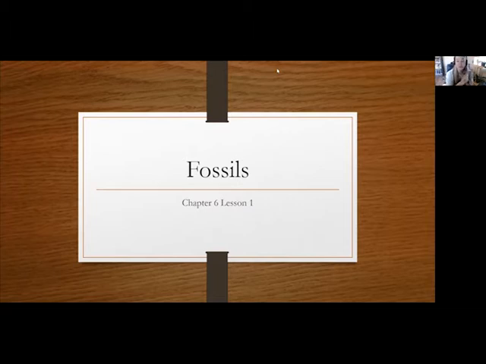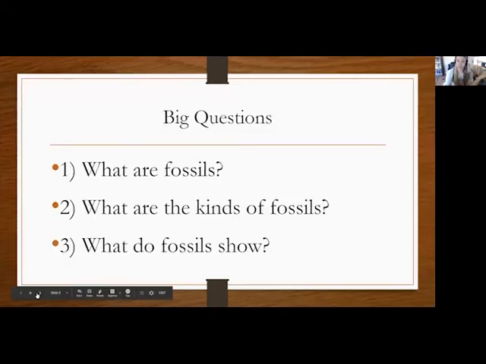Chapter 6, Lesson 1 is all about fossils, so it's a pretty fun lesson. When we're talking about fossils, of course, as usual, we have our three big questions. What are fossils? What are the kinds of fossils? And what do fossils show?